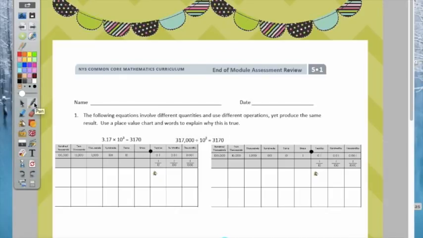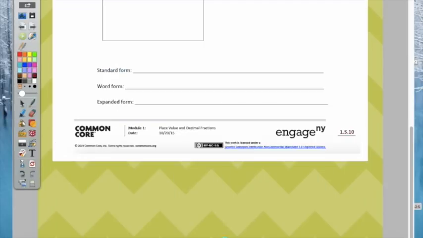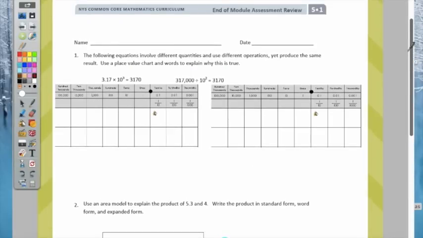This is exactly like the test, except I changed the digits of the problems. I left 10 to the third and 10 to the second alone, and I also kept all of the words the same, okay? So the numbers are different, but that's it. So let's talk about this first one.